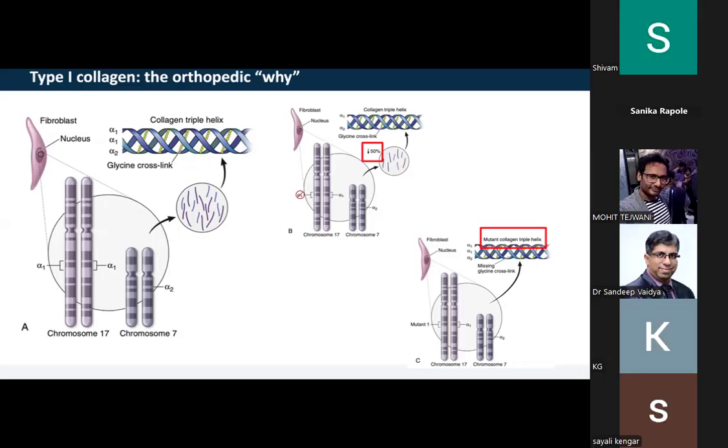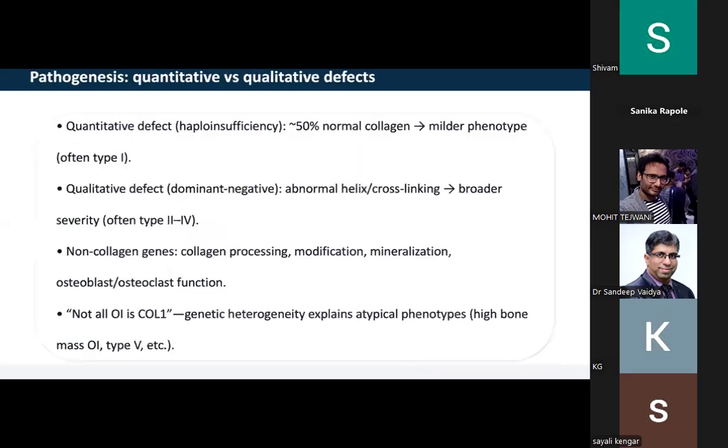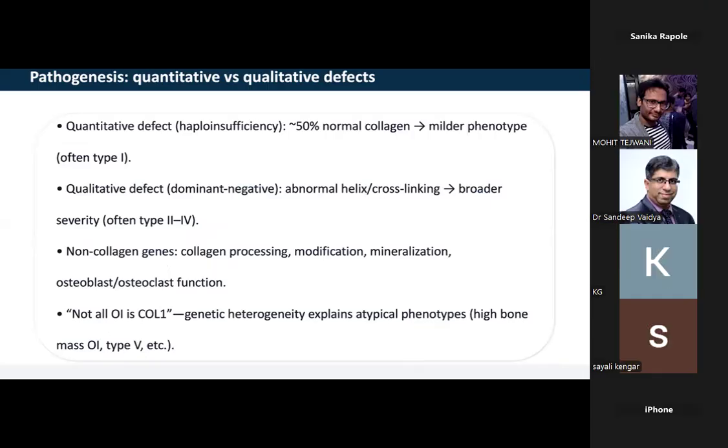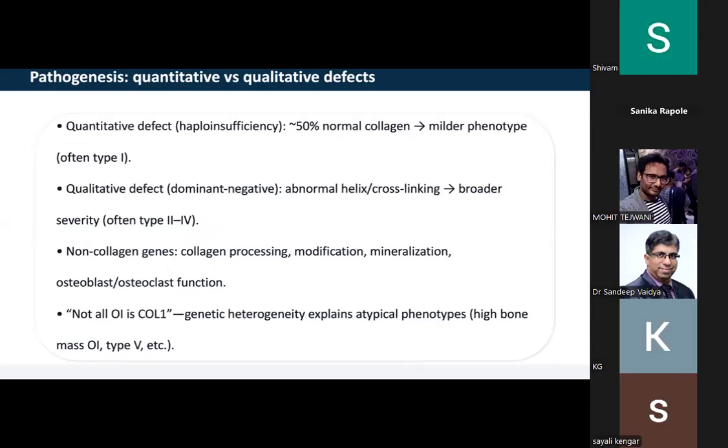So we group them on the basis of these quantitative and qualitative issues because they are what are going to predict the severity of the disease. Quantitative defects are also called haploinsufficiencies. About half the amount of normal collagen is present. Qualitative defects are where abnormal collagen chains get incorporated and they compromise the whole triple helix matrix, and therefore the phenotypic representation is going to be much more severe.